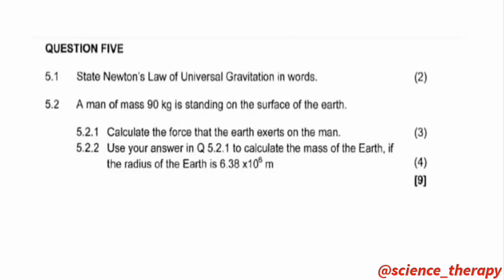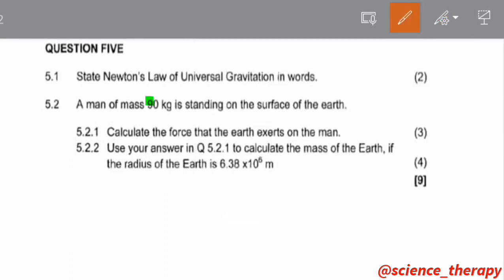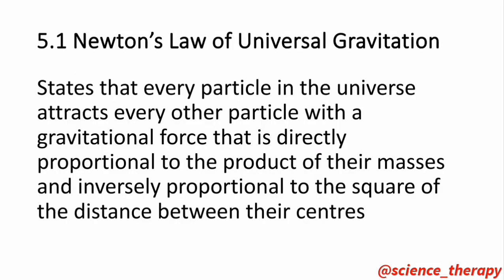Then 5.2 says a man of mass 90 kg. So that is the mass. He is standing on the surface of the earth. Then 5.2.1 says calculate the force that the earth exerts on the man. The force that the earth exerts on the man is obviously the weight or the gravitational force. So what we are asked to calculate here is actually the weight or the gravitational force.